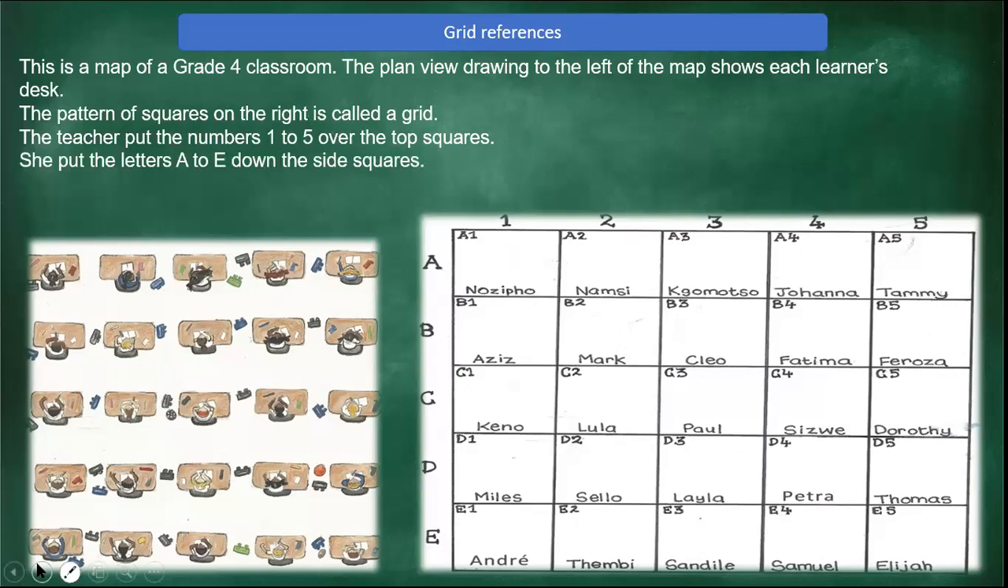She puts the letters A to E down the side of the square. So down the side, on your left-hand side, she will put A, B, C, D, E.